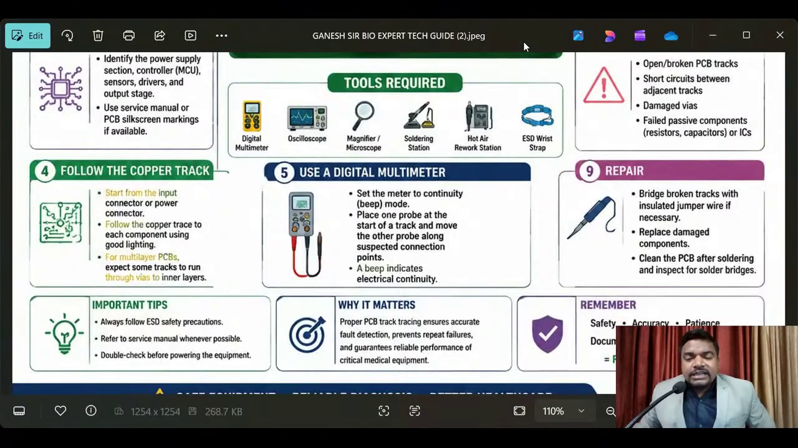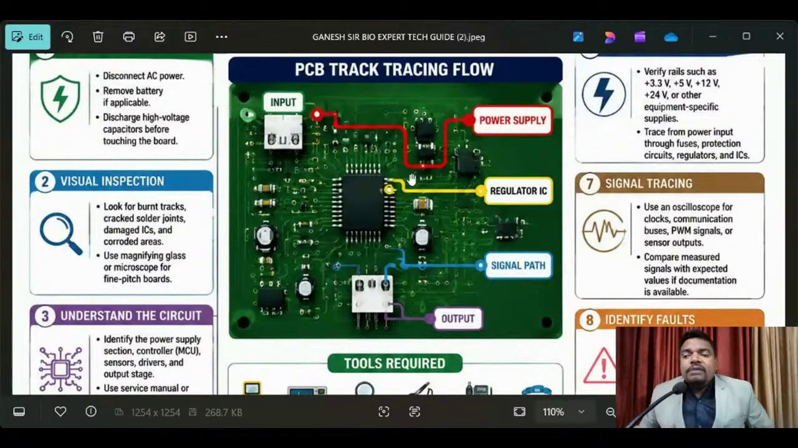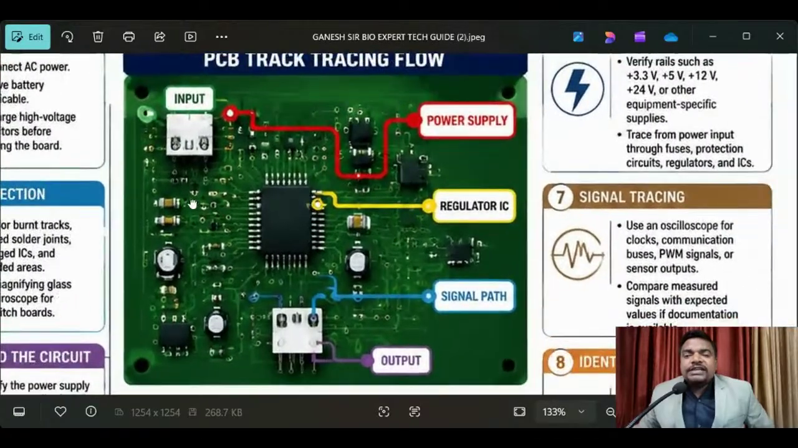After this, in the presentation we also have what a PCB is, what things are there, how to prepare, and what skills are needed. I'm going to explain everything here. Now come here. First of all, we see the PCB track tracing flow. How does a PCB look? First of all, see this picture.